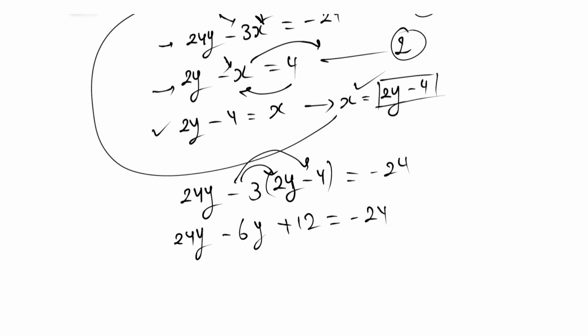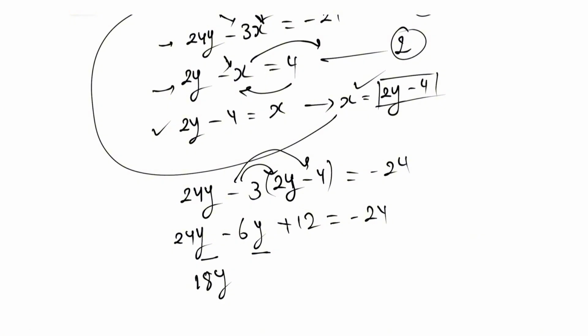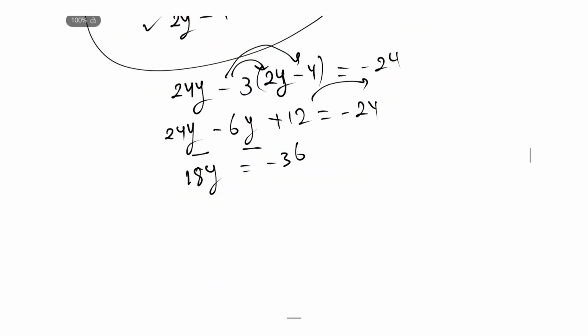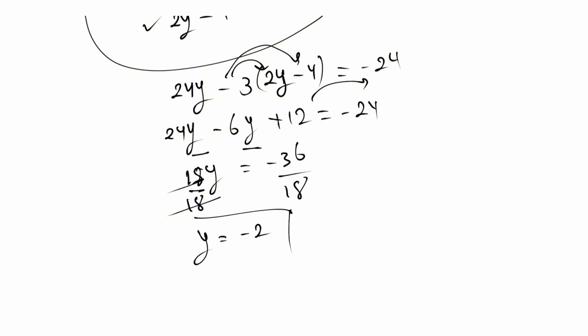Here we have 24y minus 6y, the same family. So it will be what? 18y. Take the 12 to the other side. So it will be what? Minus 36. So now we divide by 18. So now y equal what? Minus 36 divided by 18, it is what? Minus 2. So we found the value of y.